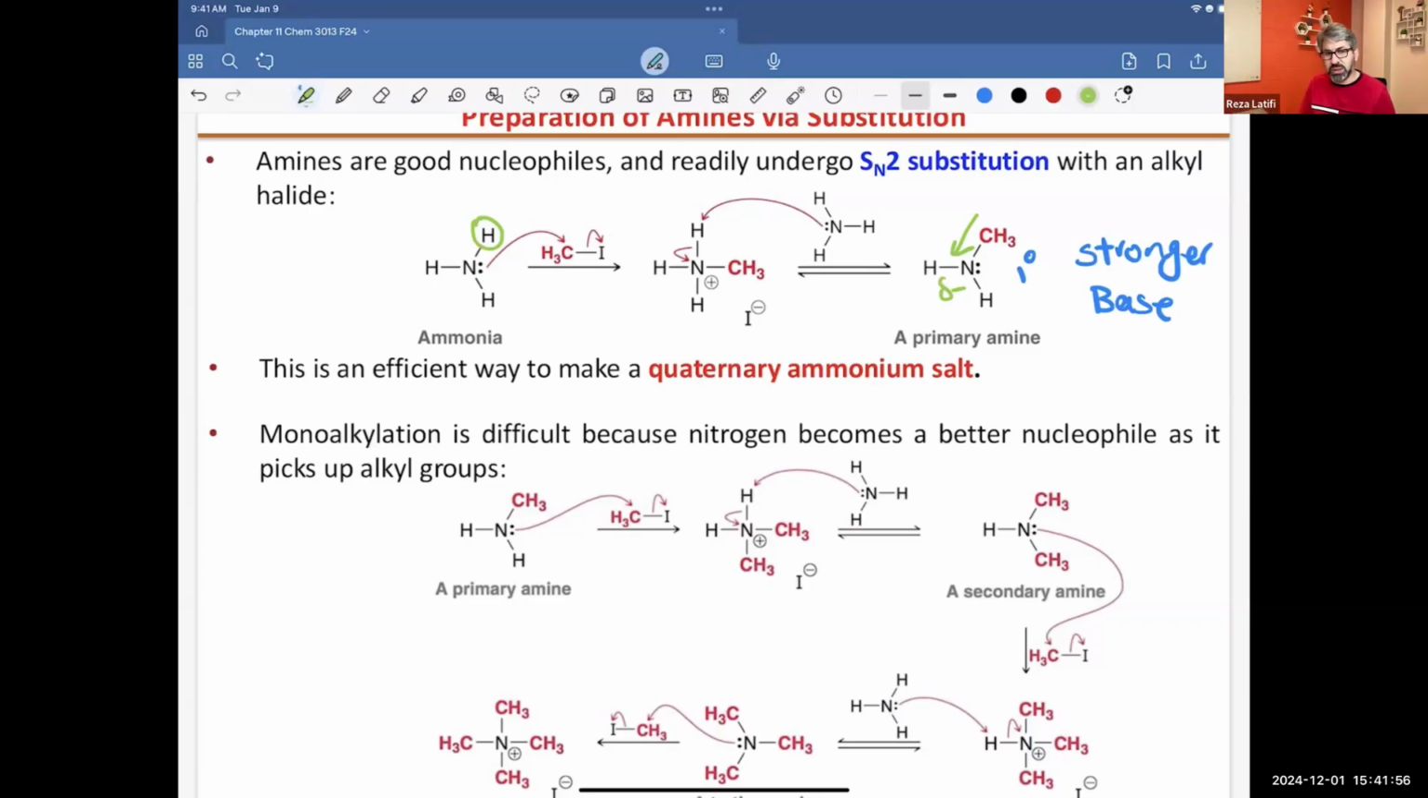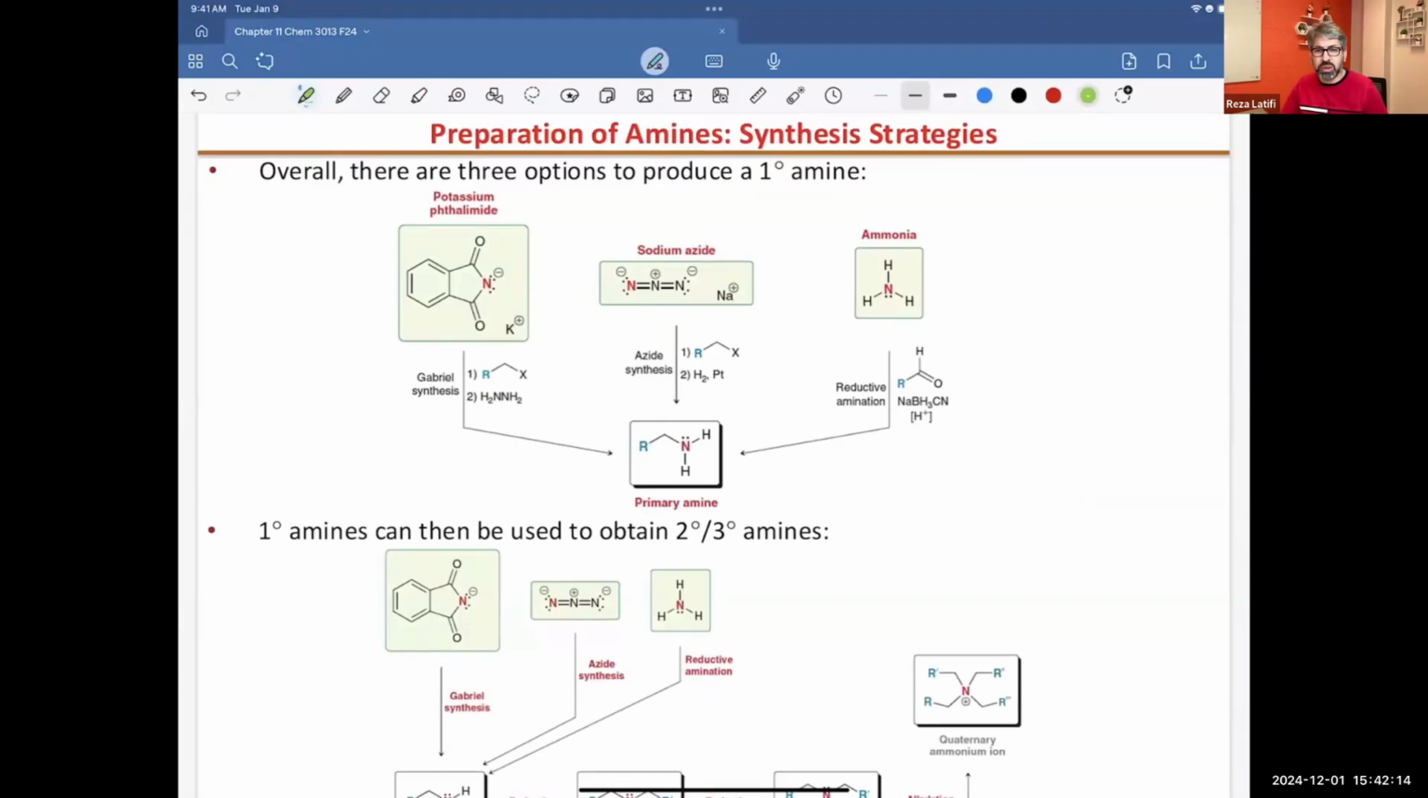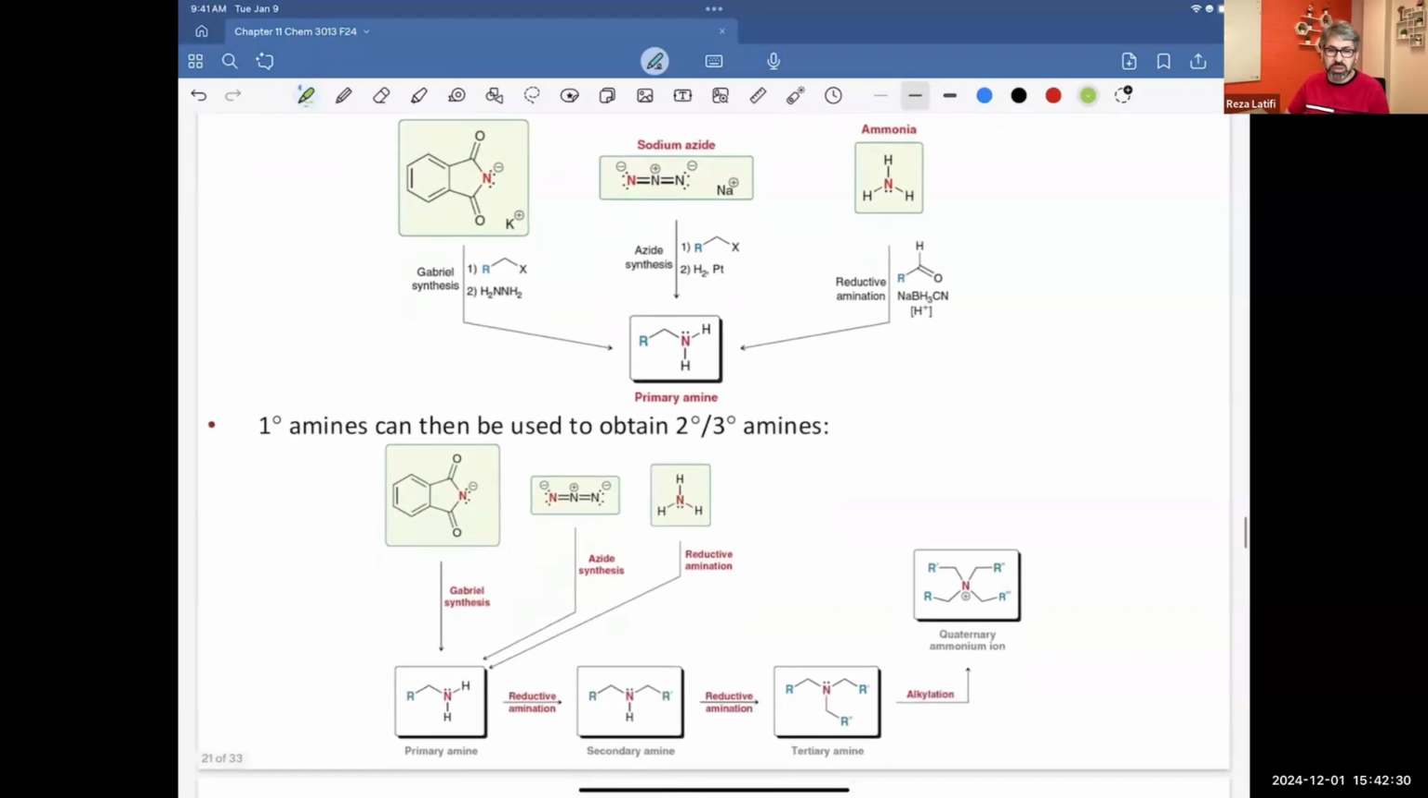And this is the downside of the reaction of amine with alkyl halide. So the reaction of alkyl halide with amine is not the best method to produce primary amines. Now, there are 3 methods that we can use. One of them is sodium azide. The second one is the Gabriel method, or you can go with reductive amination, and that is going to give you a primary amine. And the primary amine, now you can use as a substrate and get it involved in any of these reactions to produce secondary or tertiary amines. I'm going to practice some of them for you.